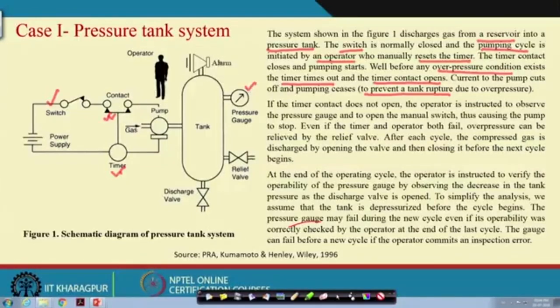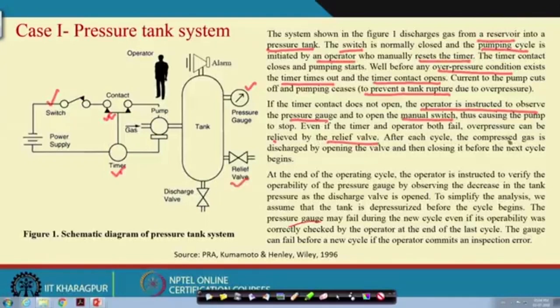There is an alarm. If the pressure is beyond a certain limit, the alarm will activate and the operator will know, and he or she will come and see the pressure gauge also. So the operator is instructed to observe the pressure gauge and open the manual switch, thus causing the pump to stop. Even if the timer and operator both fail, suppose this contact fails and the operator also fails, overpressure can be relieved by the relief valve.